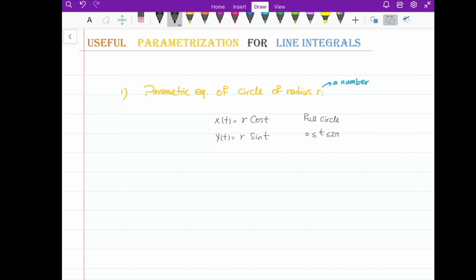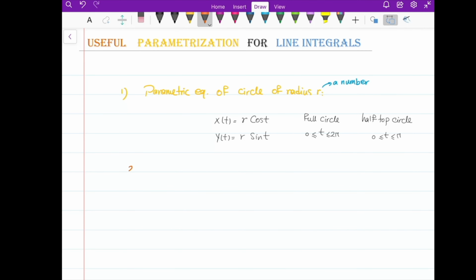If we just have a half circle, the top half of the circle, then t is between 0 and pi, and it depends on which part of the curve we have.